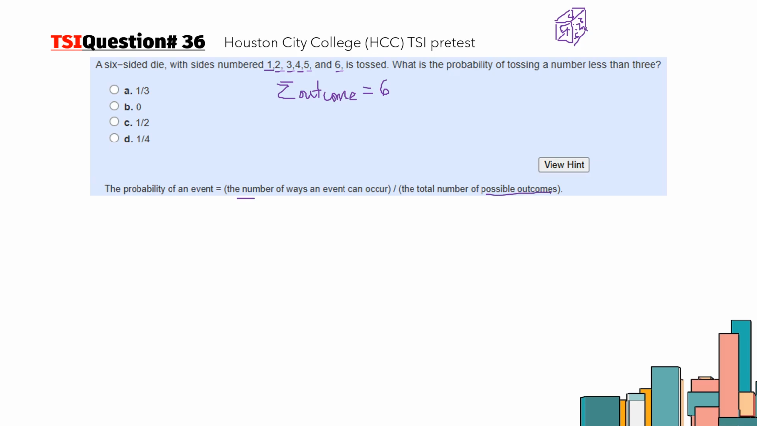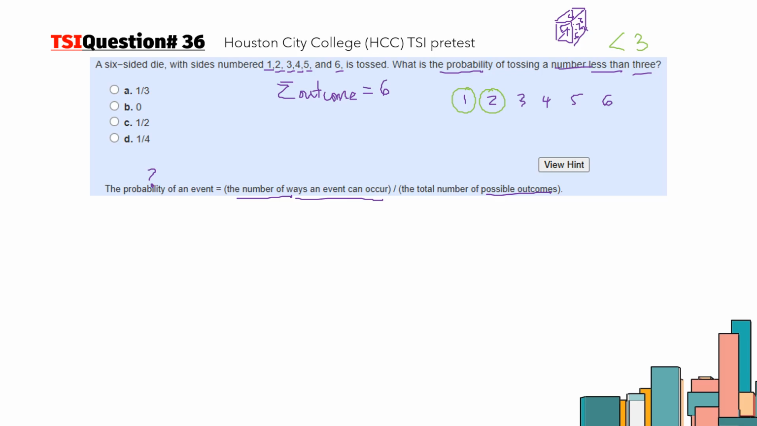All right, now the number of ways that an event occurs. They want to find the probability of the event when you toss and the number is less than 3. So from the 1, 2, 3, 4, 5, 6 possible outcomes, which one is less than 3? 1 is less than 3. 2 is less than 3. 3 is equal to 3, so it's not less than 3. This one is strictly less than 3, so 3 is not included.